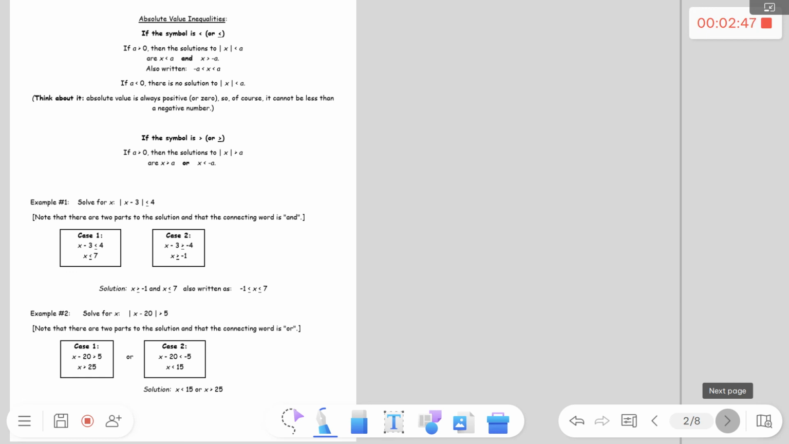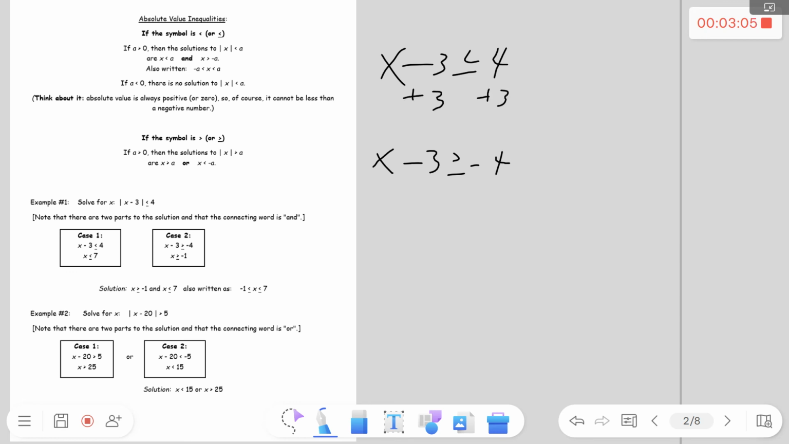We have a situation here where we have x minus 3 inside the absolute value, and you have to split that into cases. So x minus 3 is going to be less than or equal to 4, as the sign says, and then you flip it around. Negative x minus 3 is going to be less than or equal to -4. You're adding your 3 to each side. You can solve these simultaneously next to each other. I'm just doing it here.